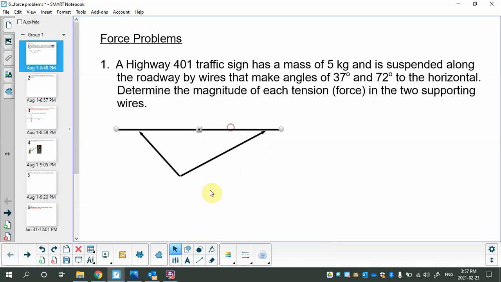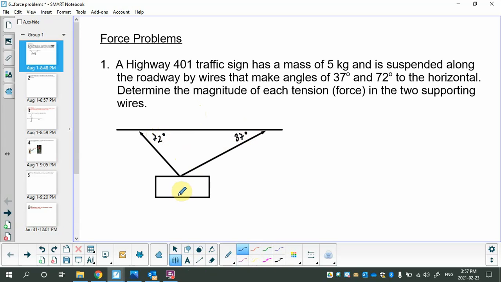And I'll put my sign as a little rectangle right here. Now I'm going to make it big enough that I can write a little bit of information in it. And it doesn't matter which tension is which. It's yours to figure out. You'll have two answers in the end. But it says that I can put 72 degrees in one of the corners, and I can put 37 degrees in one of the other corners. So I'm going to put the 37 degrees here because that looks like a smaller angle to my eye. And I'm going to put the 72 degrees here.